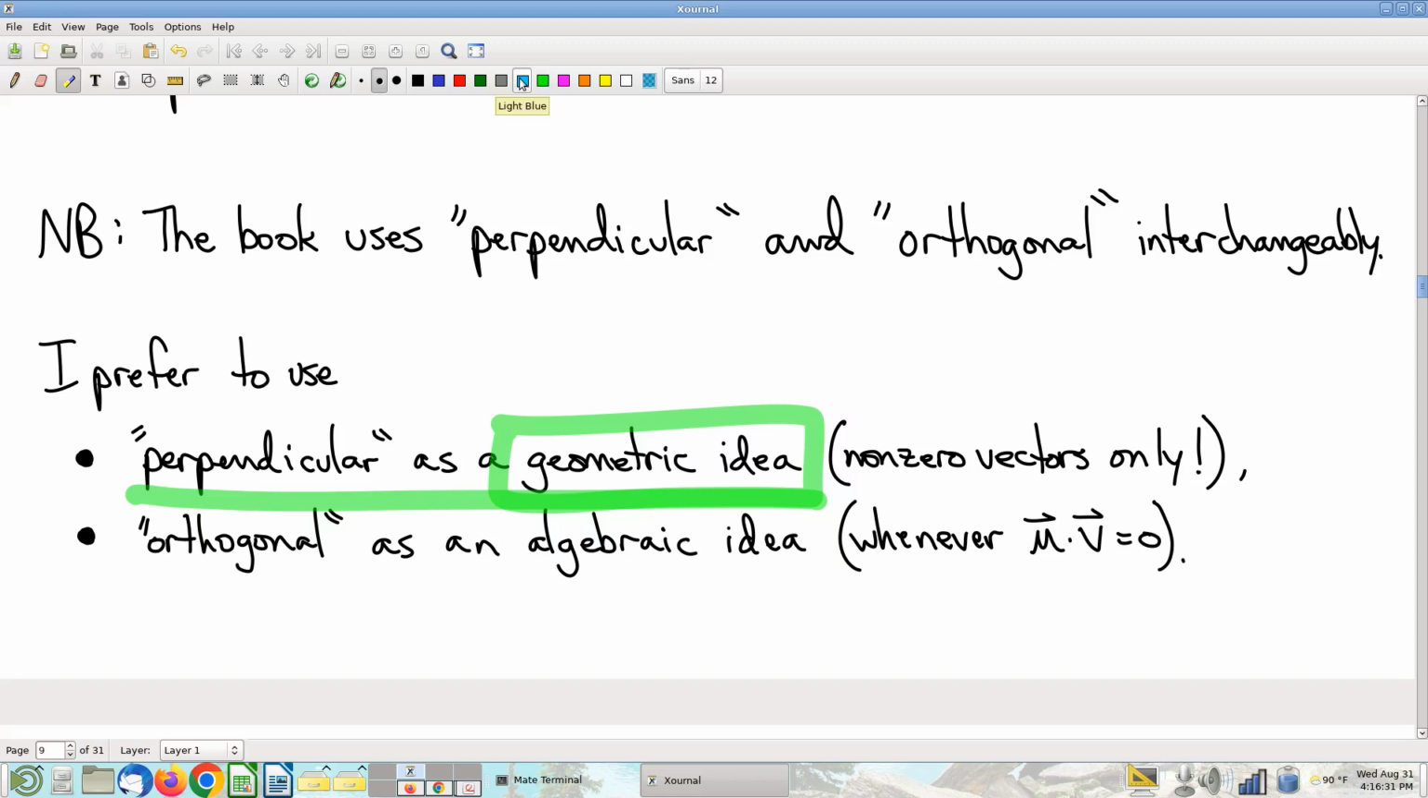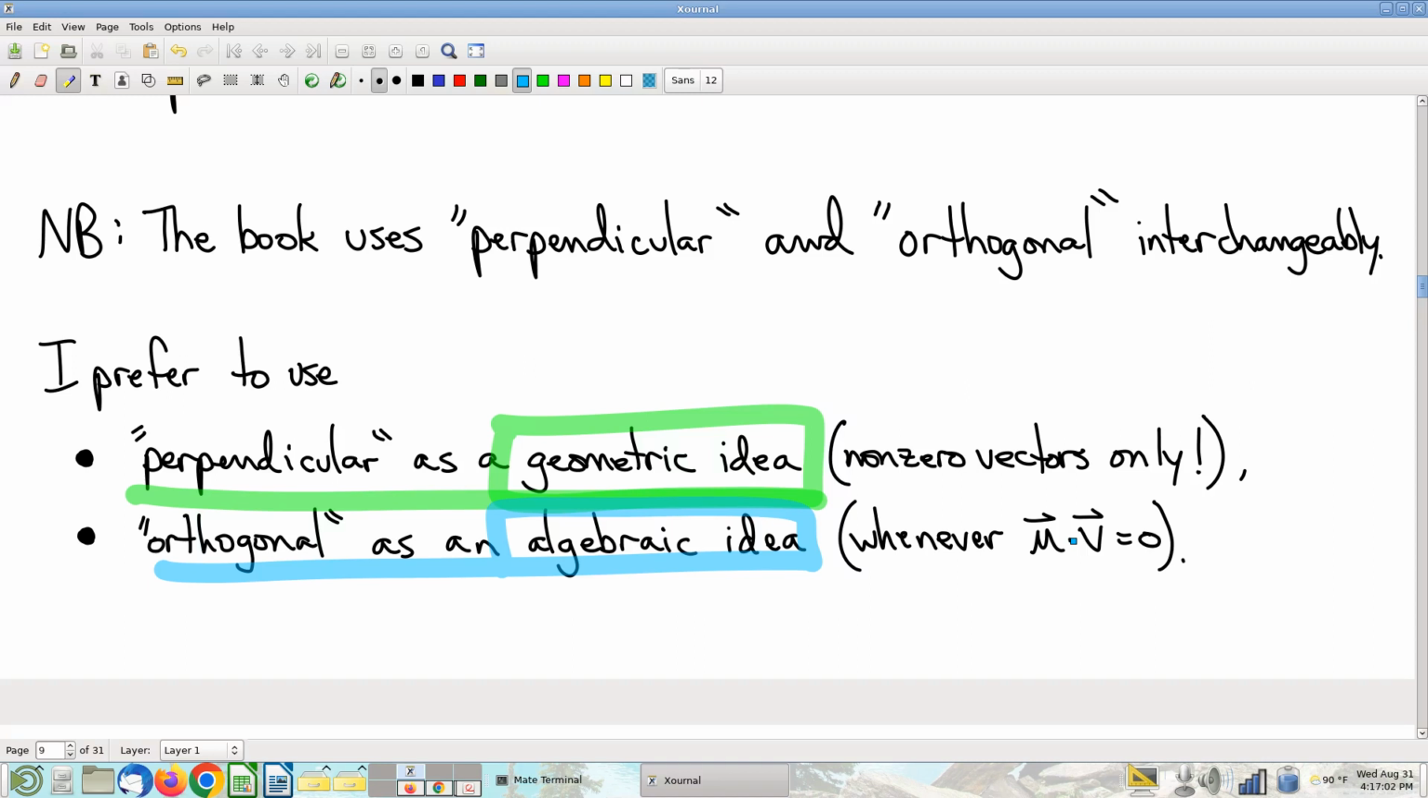Orthogonality is an algebraic concept. Orthogonal means the dot product is 0. Now, of course, y'all know from Math 218 that if they're perpendicular, the dot product is 0. Aren't these the same? What's the difference between these? It's tempting to wonder. The difference boils down to, what if we have the 0 vector? And of course, if you have the 0 vector, the dot product will definitely be 0.